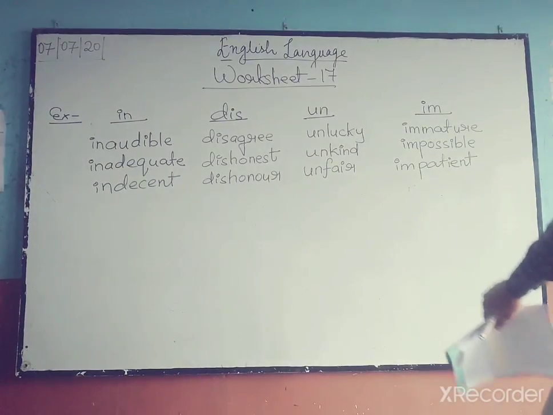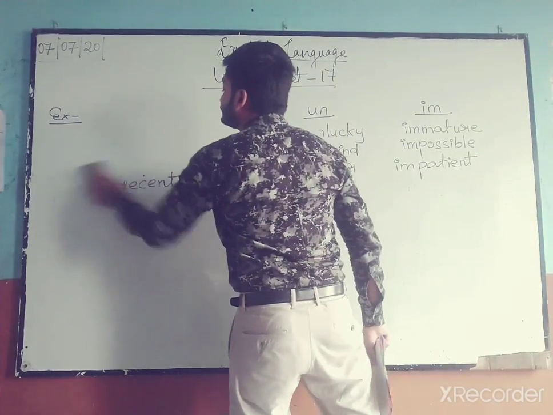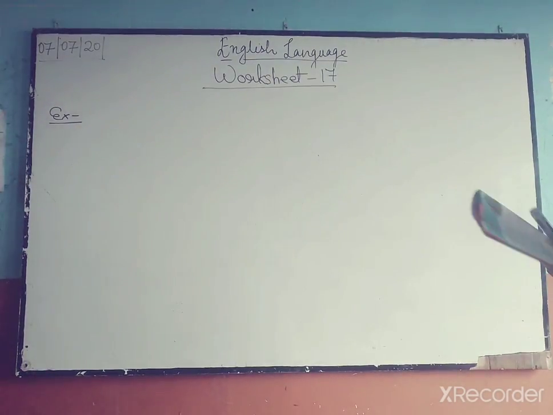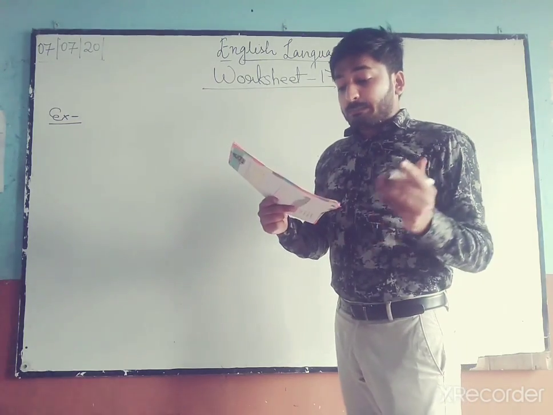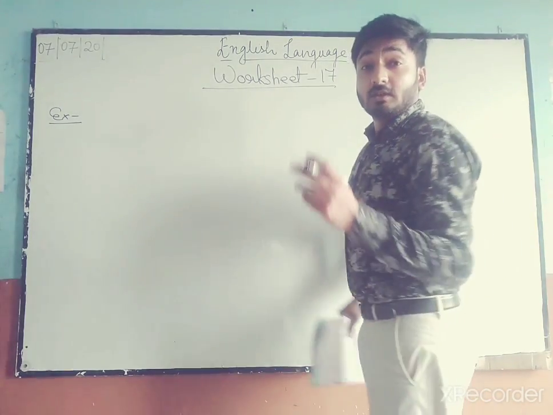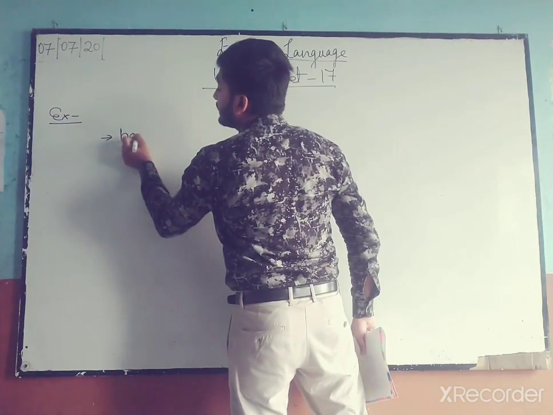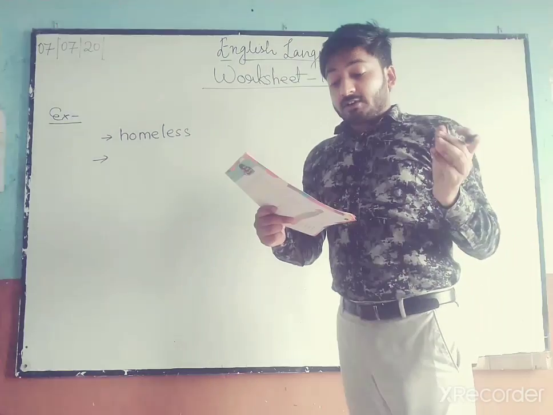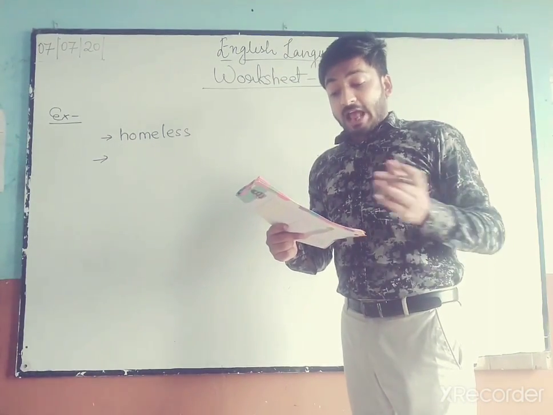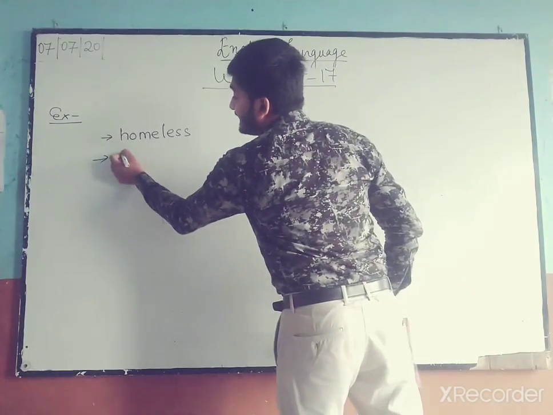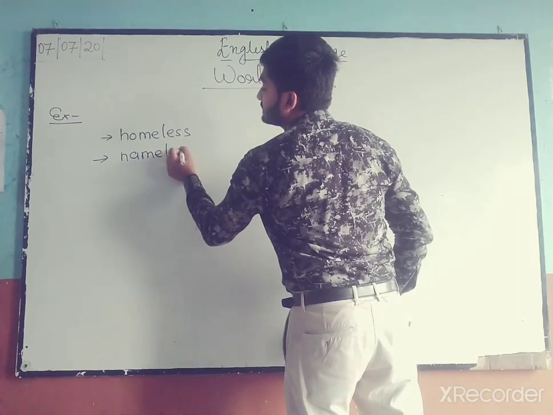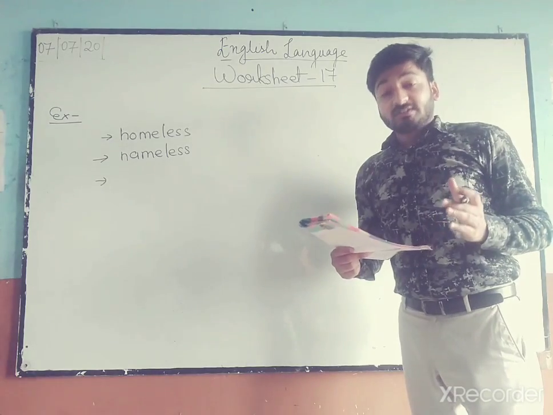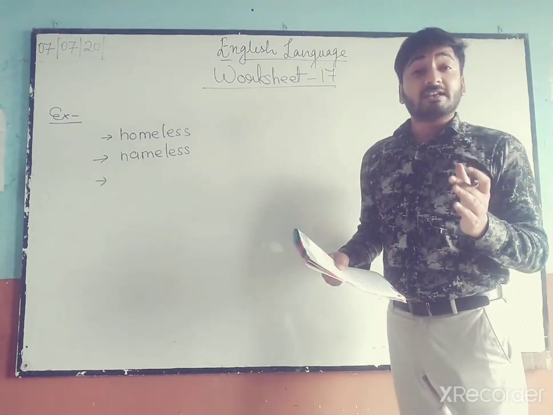Okay? The last exercise is: use words that end with the suffix less to complete the sentences. Now see this exercise. Only 3 sentences we have. Number 1. If a person has no home, he is homeless. Number 2, the stray cat had no name. It was nameless. Number 3, water has no taste. It is tasteless.